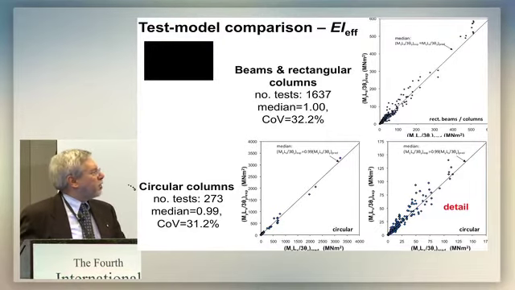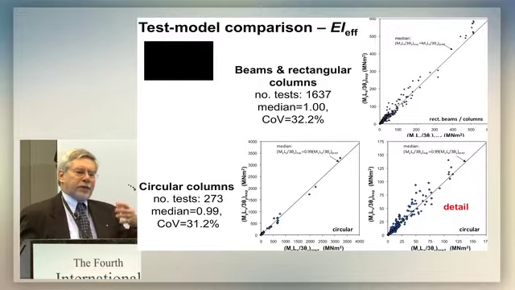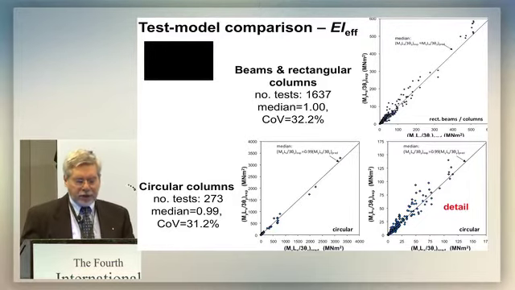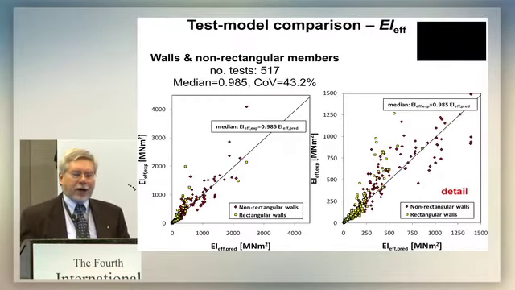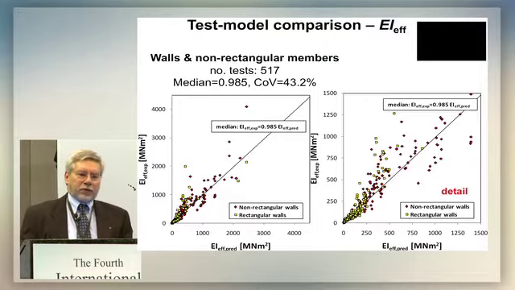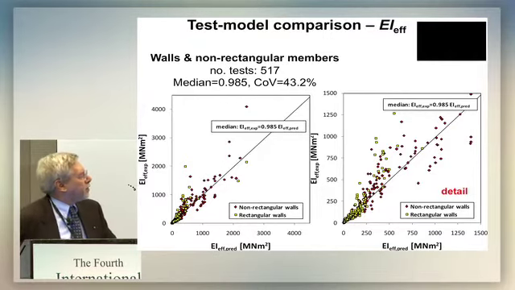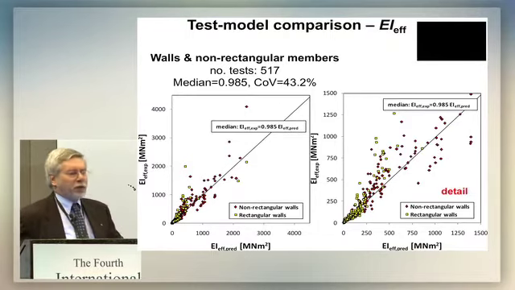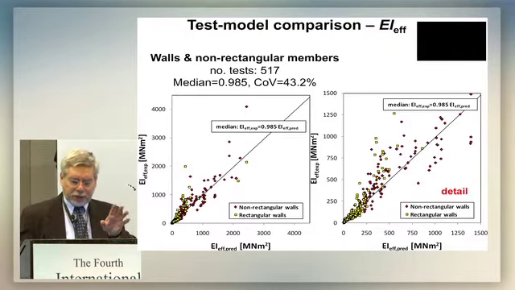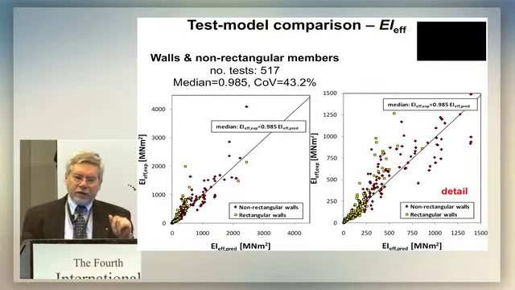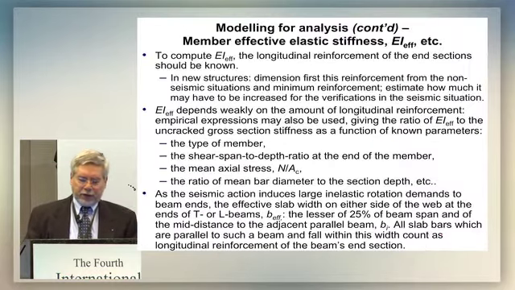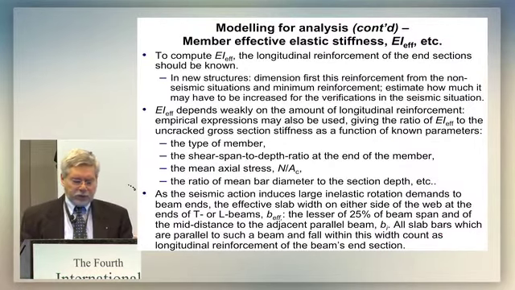in these figures. For beams, rectangular columns, or circular columns, that scatter is equivalent to a coefficient of variation of about 30%. For walls of various types and other non-rectangular members, like hollow rectangular sections, hollow rectangular piers, T-walls, L-walls, H-section walls, etc., it gives higher scatter amounting to a coefficient of variation of 40%, but the bias is not much. So this expression is good enough for estimation of the effective stiffness to the yield point.